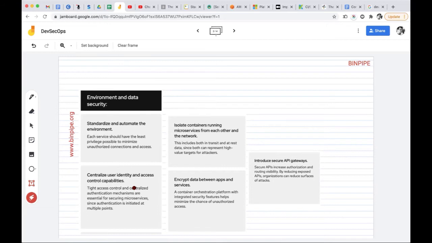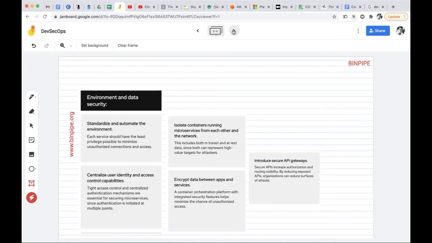Data should be encrypted between apps and services so that there are no man-in-the-middle attacks, and there is no sniffing, and data is encrypted when it travels through the network. Further, API gateways should be secure and should have authorization, should be using secure socket layer, and should be having less exposed surfaces for attacks so that the attacks can be minimized. So that is about environment and data security.